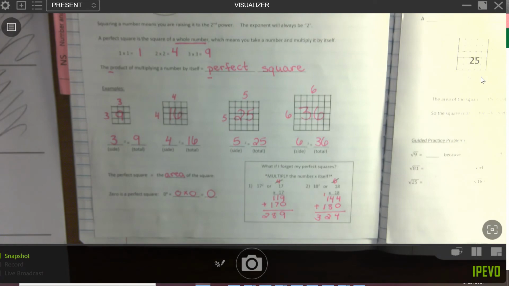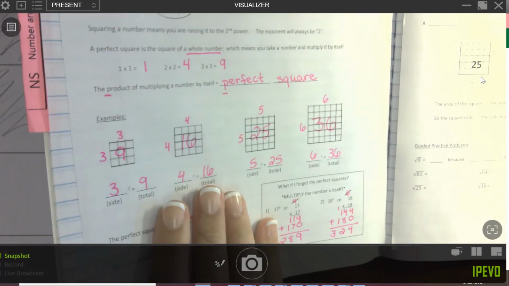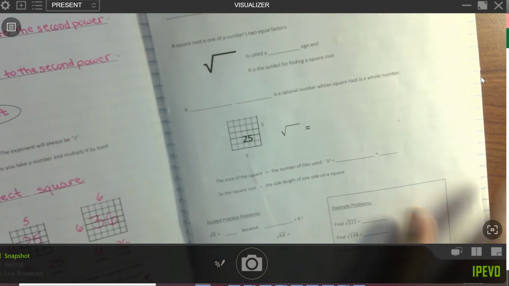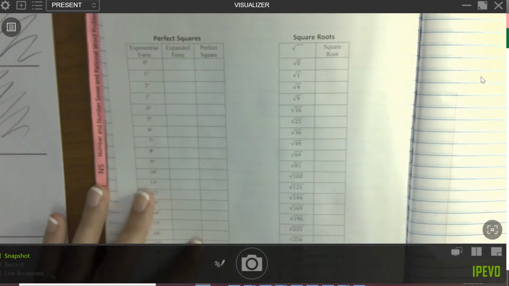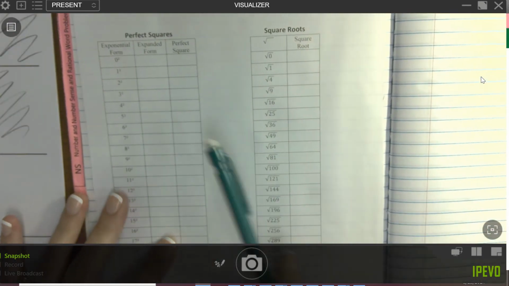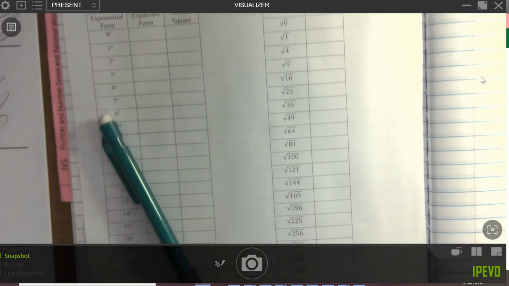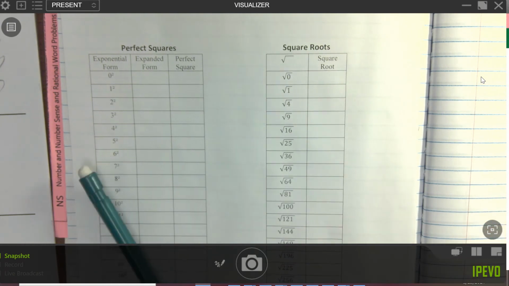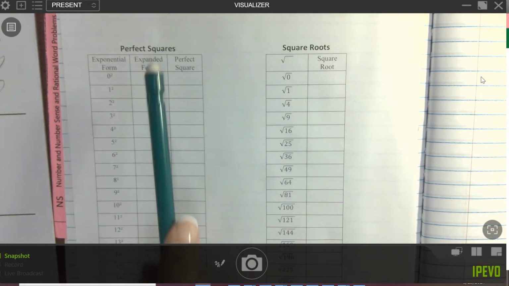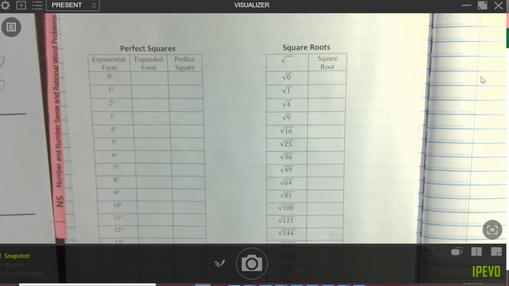Next, we're going to skip over the page on square roots because we're going to go through that tomorrow, but we're going to flip to that last page that we glued in. On the left-hand side, we have some perfect squares, and on the right-hand side, we have our square roots. So again, we will fill out this side tomorrow. We're going to look at this left-hand side right now.